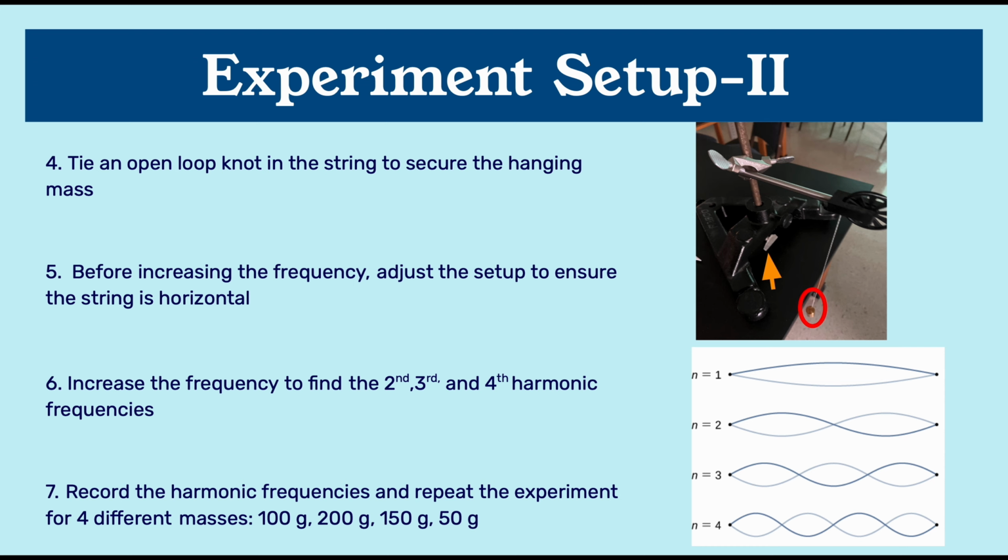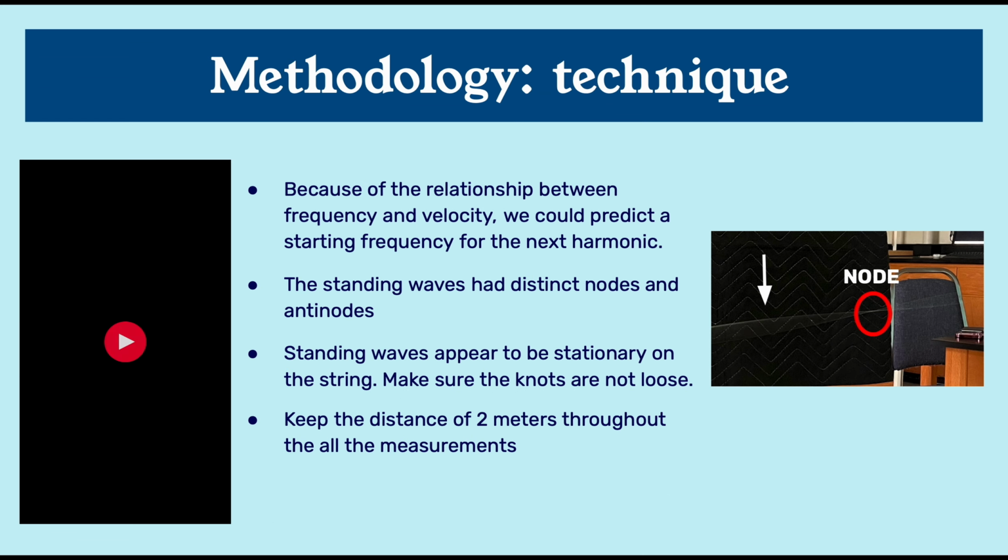The standing wave that you should observe should look like those in the picture at the bottom, with clear nodes and antinodes. Remember that we are counting the nodes at each end, therefore, the second harmonic should have 3 nodes, the third harmonic 4 nodes, and so on. Because of the relationship between frequency and velocity, we could predict a starting frequency for the next harmonic.